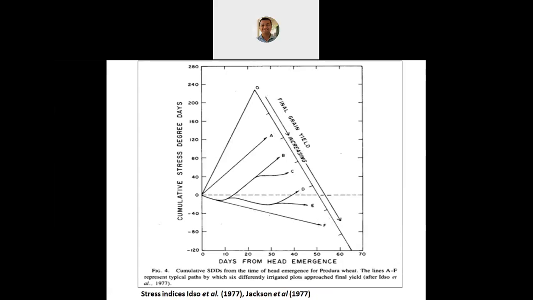because, as I was saying, canopy temperature minus air temperature, if it is positive, indicates that the canopy temperature is higher than the air temperature, that means the plant is under kind of stress. So this indicates that if the cumulative stress degree days is a negative value, the final grain yield will be higher compared to if the cumulative stress degree day index is a positive value.